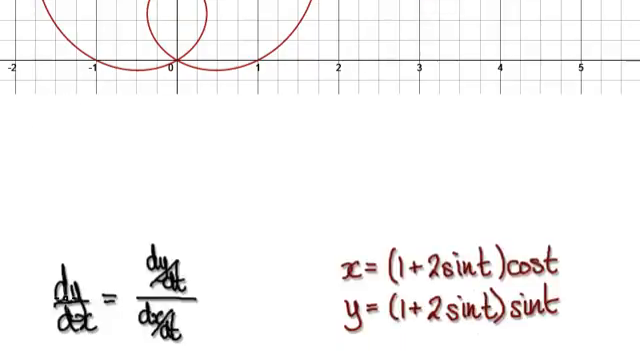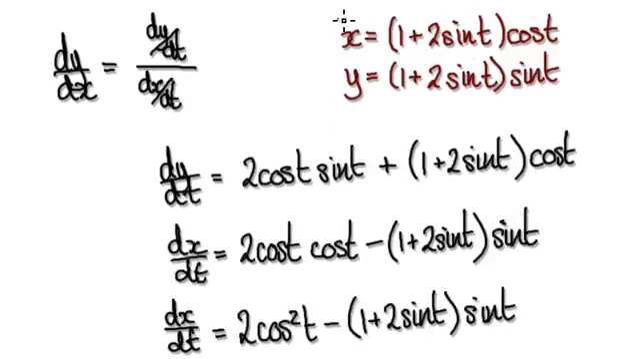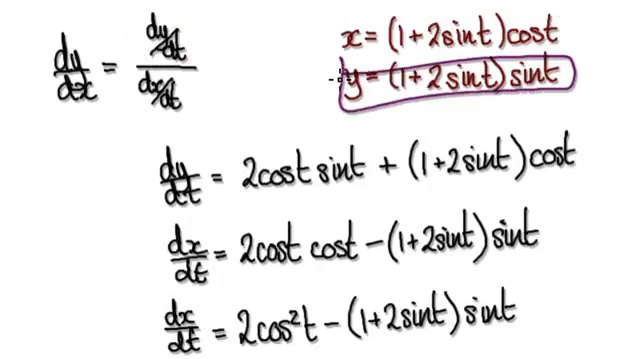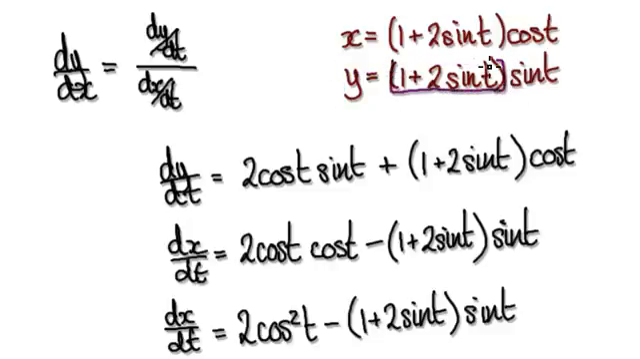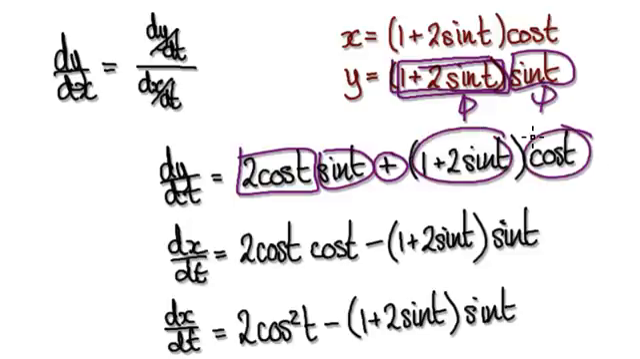Okay, so to do this, dy by dx is given by dy by dt divided by dx by dt. Looking at our parametric equations, we need to find dy by dt. We need to differentiate y with respect to t, so use the product rule here. Differentiate this, it will give you this, and then leave this alone, plus, leave this alone and differentiate this. That will then give you this.